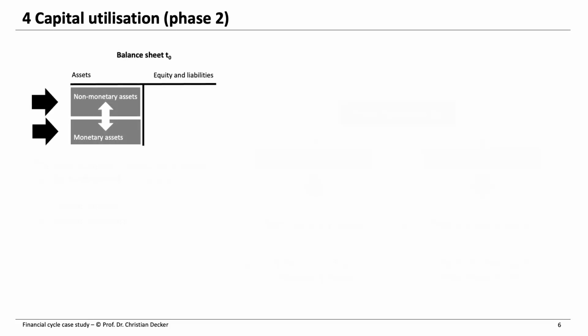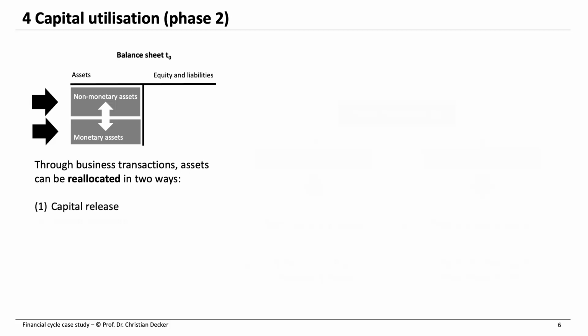In the following, the focus is on the asset side of the balance sheet, which can show non-monetary and monetary assets. The composition of the asset side may change. Through business transactions, assets can be reallocated in 2 ways. First, capital release, and second, capital utilization.